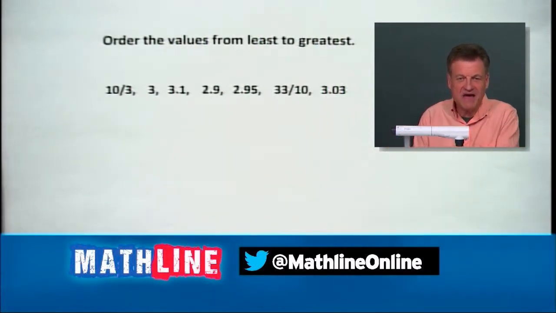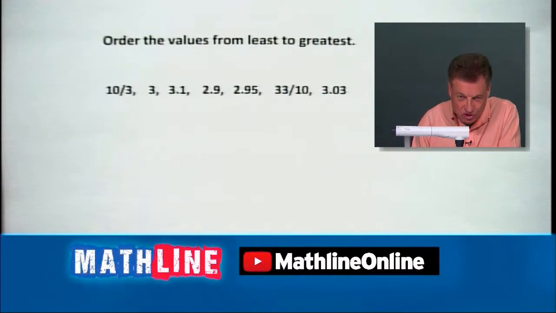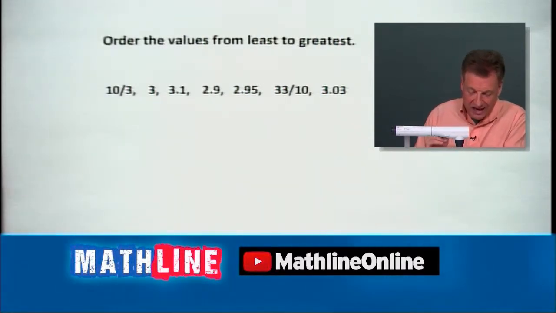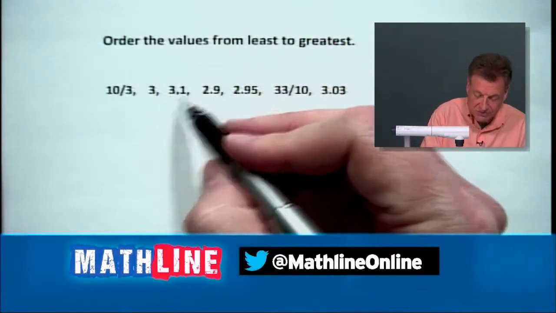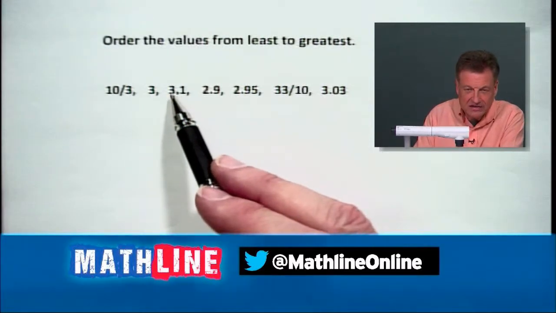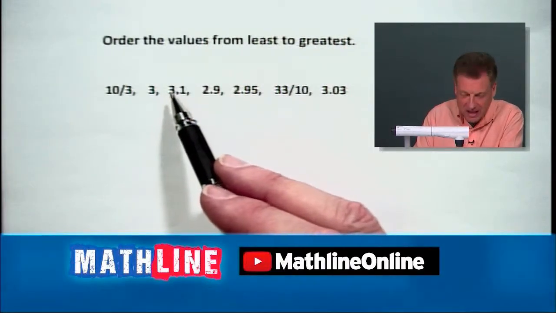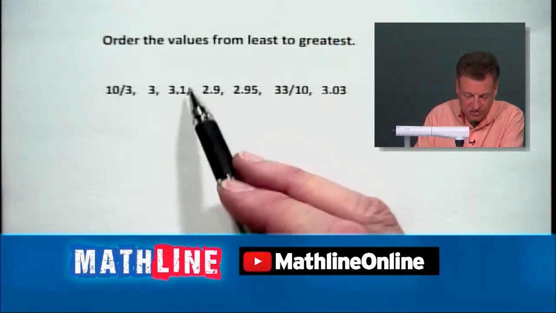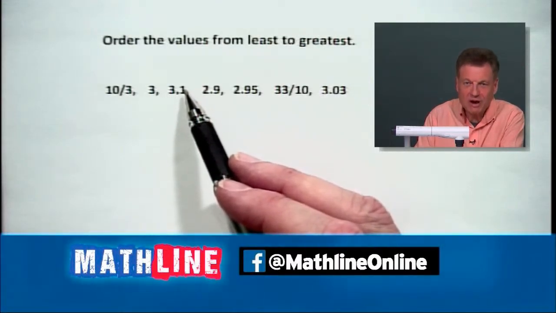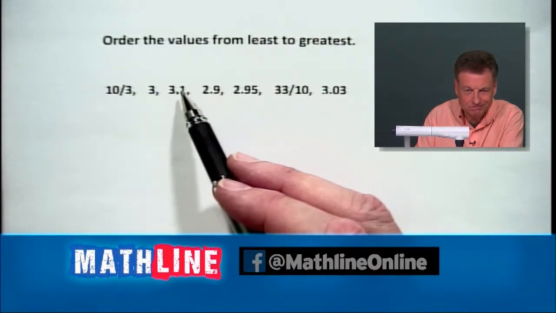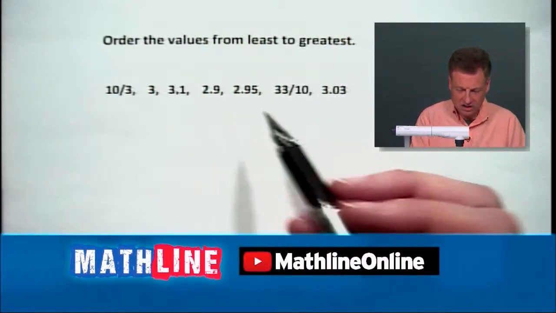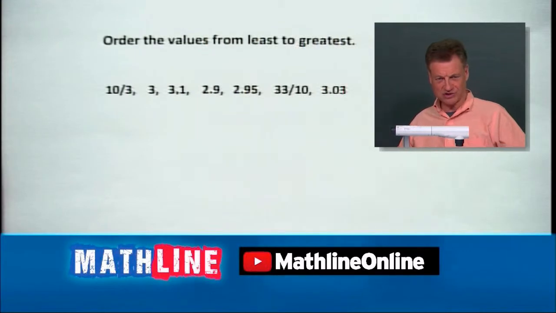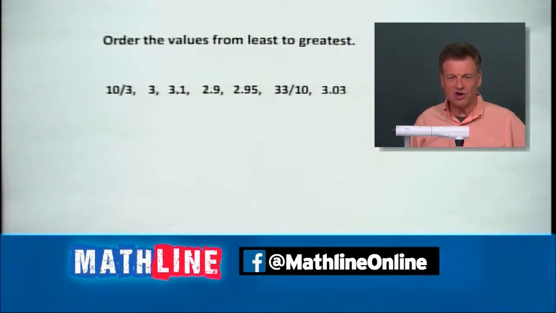We're going to order these values from least to greatest. Now, some of you are going, well, you mentioned they're all rational. Yes, I did. If you have a terminating decimal, like 3 1/10, we can write that as a ratio between two integers. Same thing with 2 9/10, and 2 95/100. 33/10 is already written as a rational number, as is 10/3. So they're all rational. That's easy, isn't it?